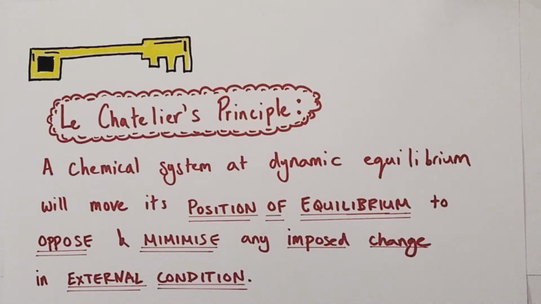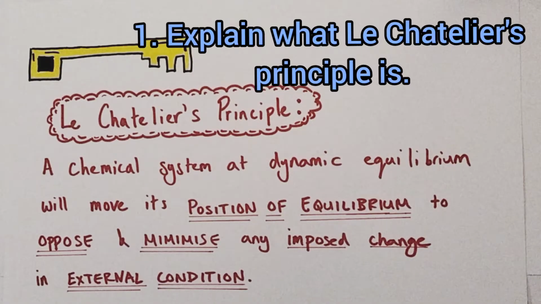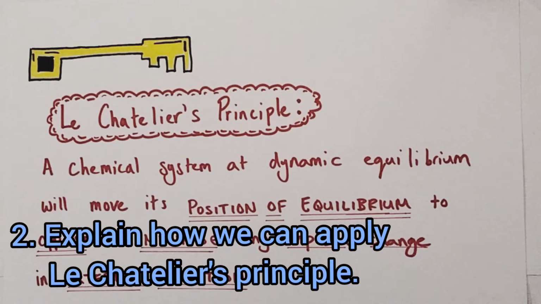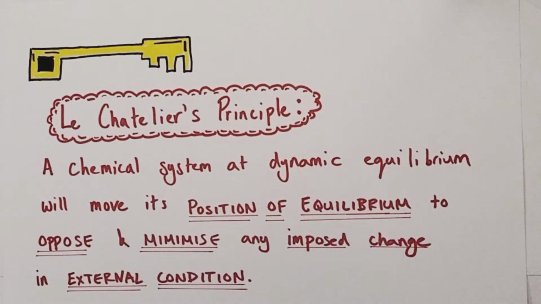The aims of this video are to explain exactly what Le Chatelier's principle actually is, and then also to explain how we can apply Le Chatelier's principle to equilibrium reactions to make predictions about whether changing environmental conditions around that equilibrium system will cause the position of equilibrium to shift to the left-hand side or the right-hand side, and therefore favour the increased production of reactant or product molecules.